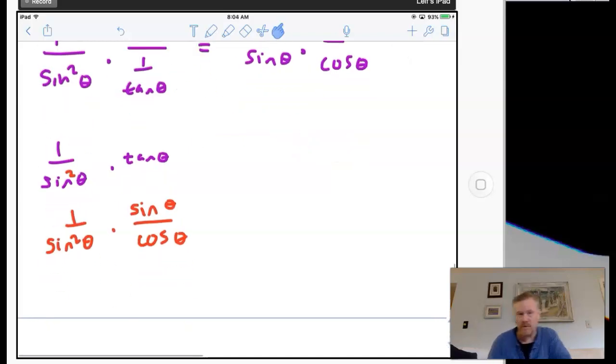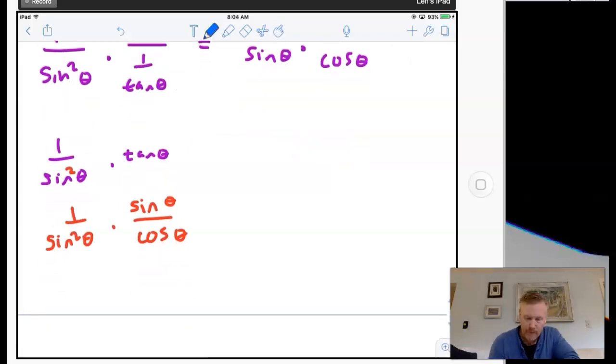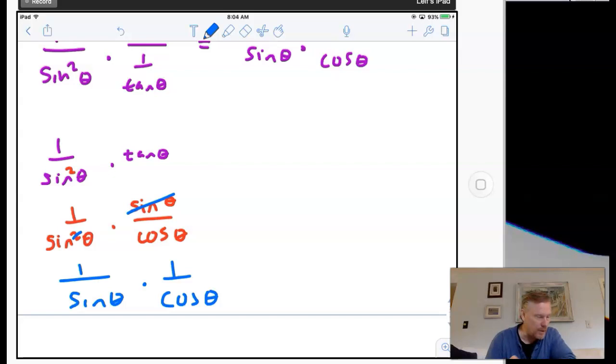So now I'm here. Now I've got two sines in the denominator and I got one sine in the numerator, which means that I can cancel some of those out, right? This cancels out with that, which means I'm left with 1 over sine of theta times 1 over cosine of theta. And that was my goal, right? So that one's actually all done now. So I am good over there like that.